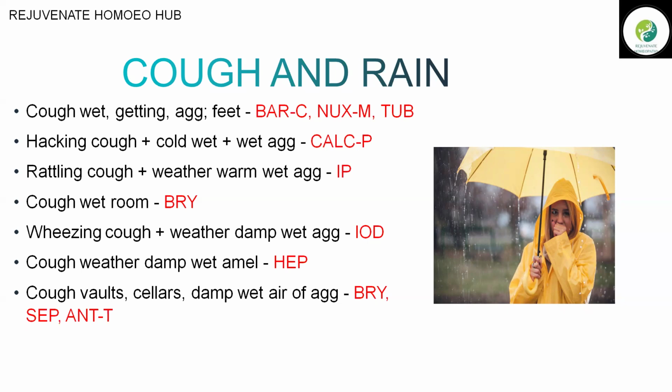And Iodum, you can also see a lot of emaciation, very much atrophy of glands. Desire for salt with this wheezing cough is Iodum. Cough, whether damp, wet: Amyl. Wet, Amyl is Hepar sulph.